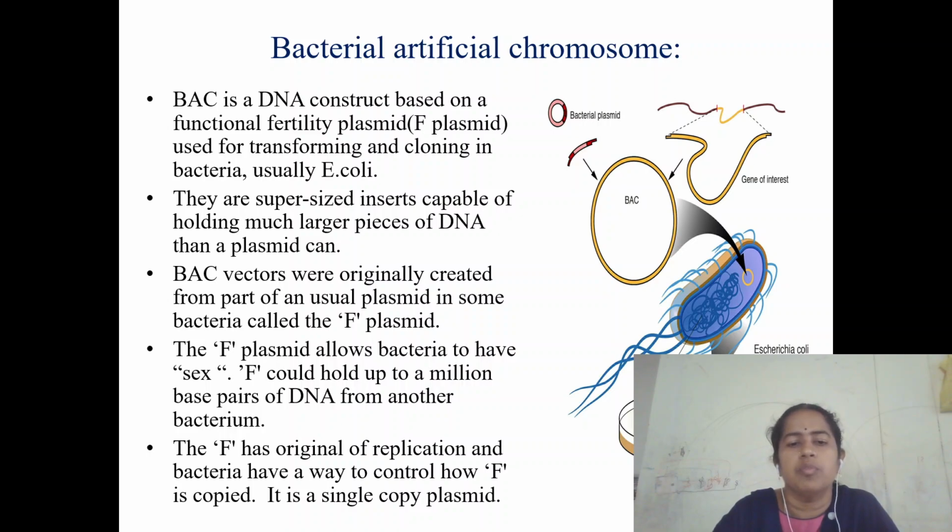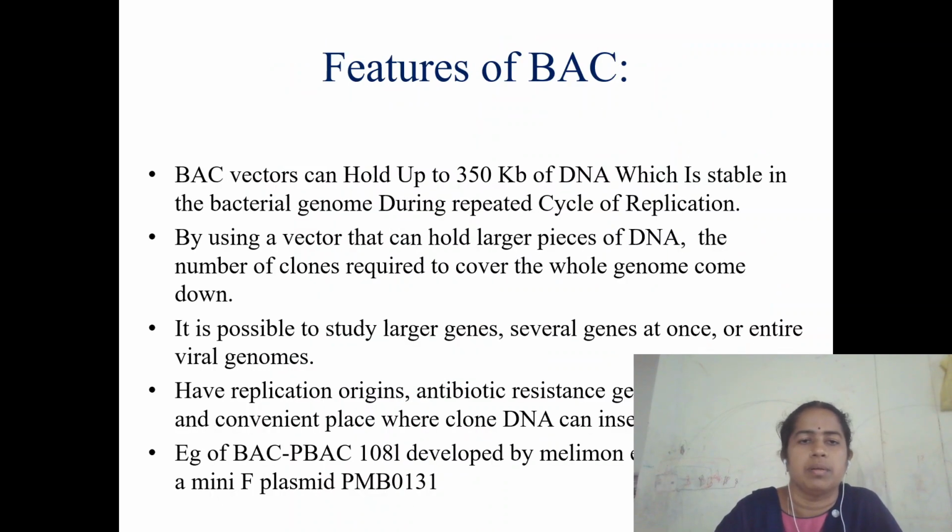The F plasmid allows bacteria to have sex, that is, F plus and F minus are reported to form sex pili, and the transfer of genes takes place between those two bacteria. F could hold up to a million base pairs of DNA from another bacterium. The F has an origin of replication, and bacteria have a way to control how F is copied. It is a single copy plasmid.